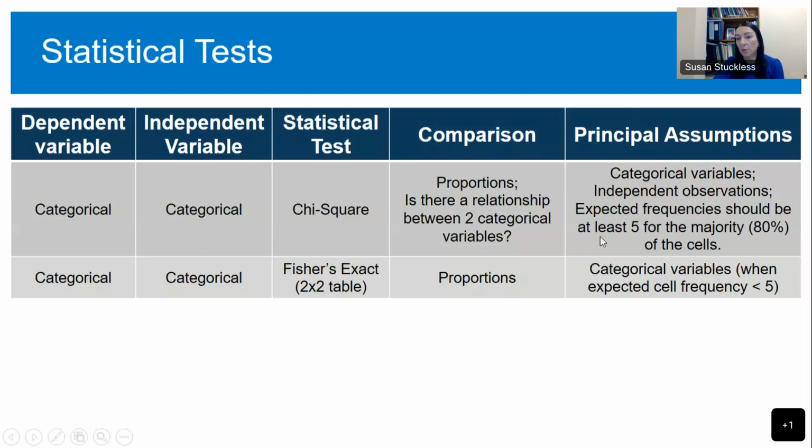And there are some principal assumptions within these tests. You have independent observations. As I just said, your expected cell frequency should be at least 5 for the majority of cells, that type of thing.